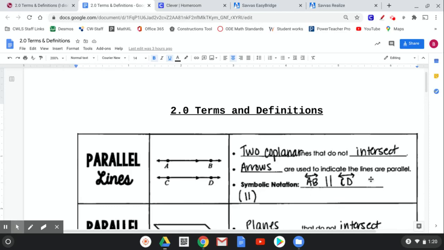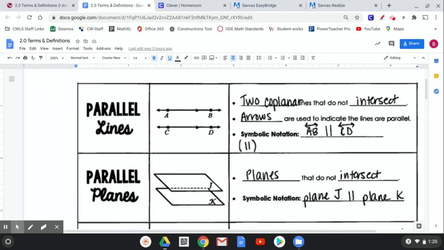Chapter 2 is all about parallel lines and the properties that go along with them, the angles that can be created, and things like that. So first, we have to define what a parallel line is. Hopefully you understand what a parallel line is. They're just lines that don't intersect.